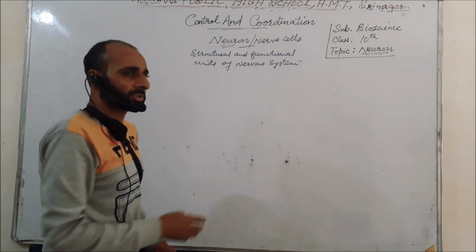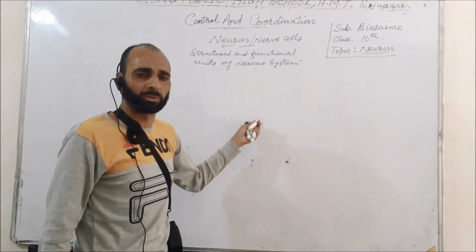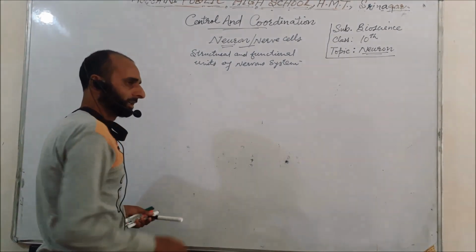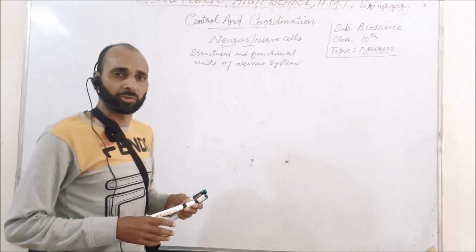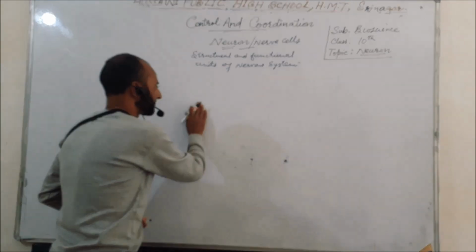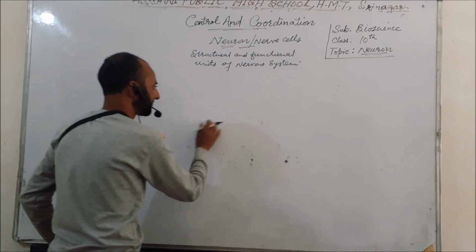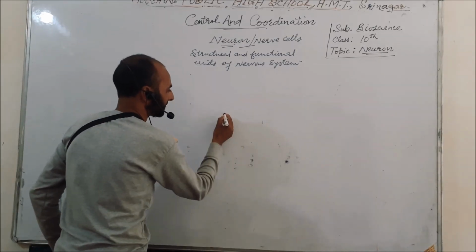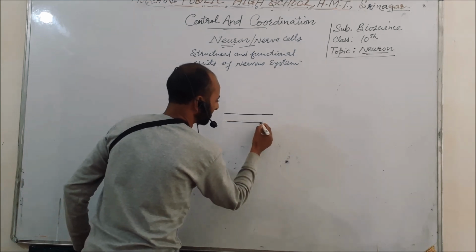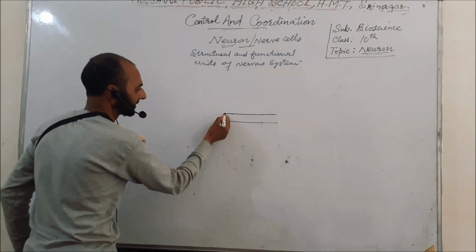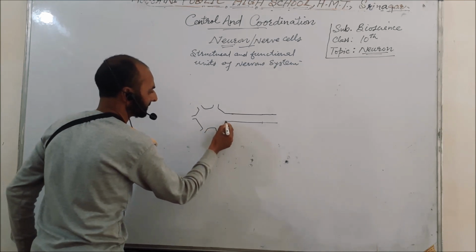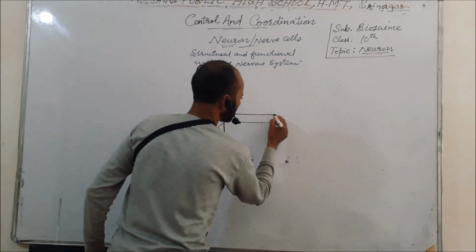Now, what the neurons look like and what are the various components of the neurons, we will understand in this lecture. First of all, let me draw a very neat and clean diagram so that you can understand the things very well. You know that neurons are elongated cells. These are the longest cells in the human body. Like this.